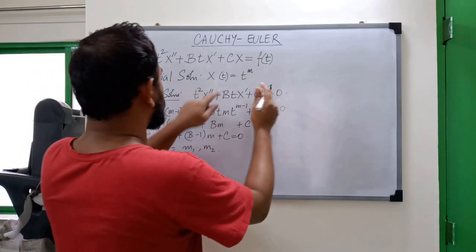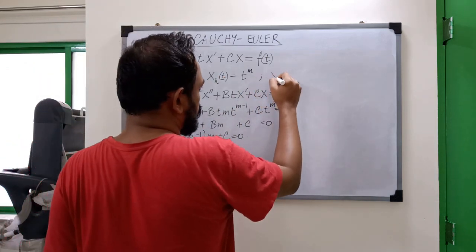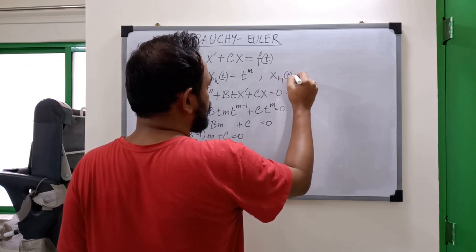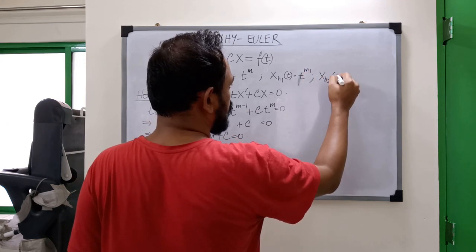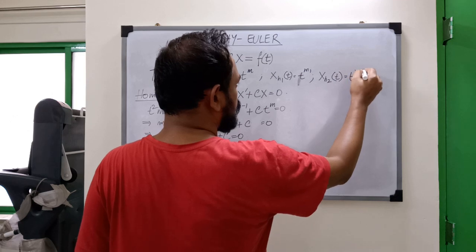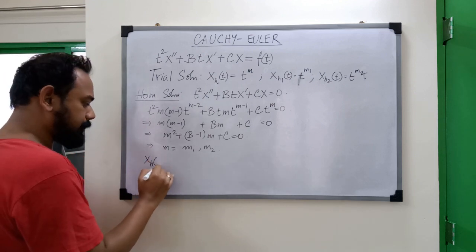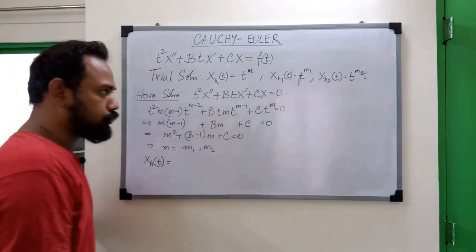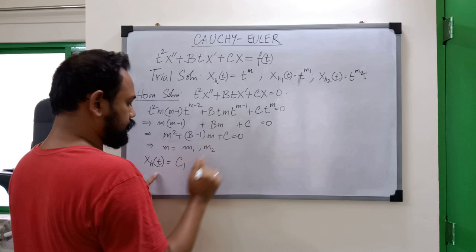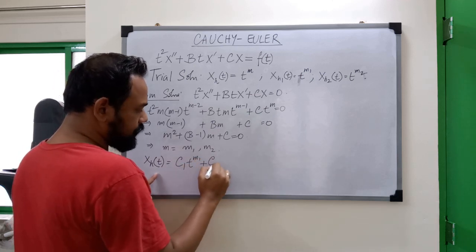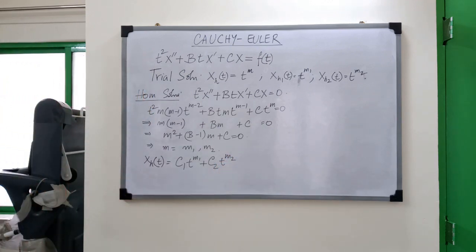Then, of course, the two homogeneous solutions, these were the trial homogeneous solutions. So the two homogeneous solutions would be, let's say, the first solution is t^(m1), and the second solution will be t^(m2). And of course, therefore, the complementary function, as before, will be a linear combination of these two homogeneous solutions. So it will be something like C1 times the first solution, which is t^(m1), plus C2 t^(m2). That would be the complementary function.